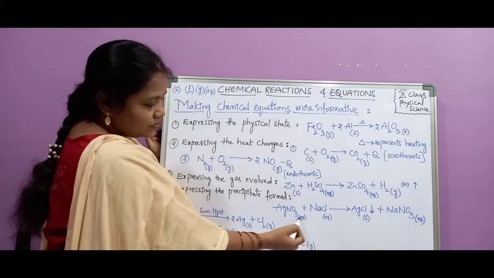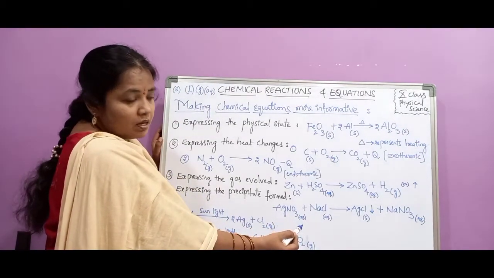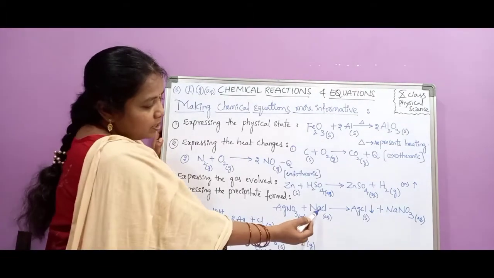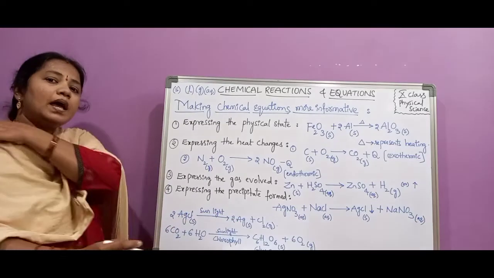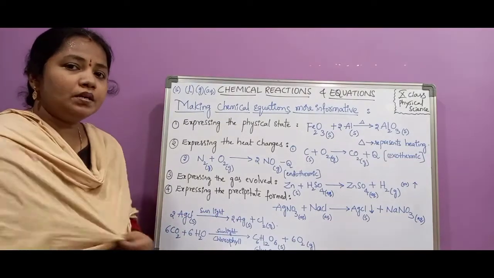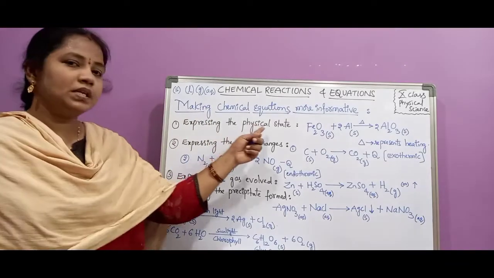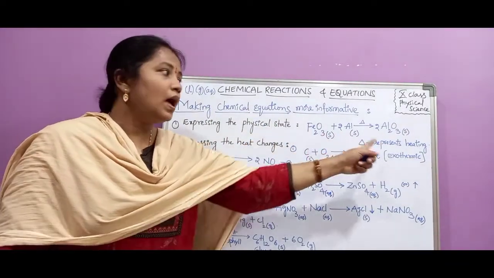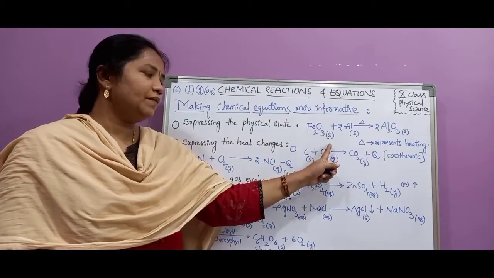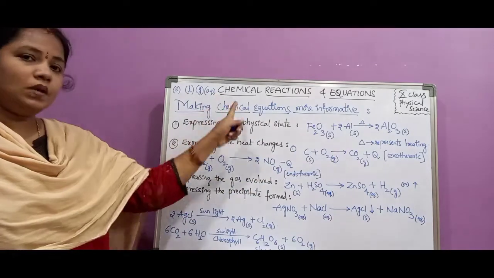Just as I have expressed here, in this reaction you can see AQ. AgNO3 (AQ) indicates aqueous silver nitrate solution. Here NaCl (AQ) indicates aqueous sodium chloride solution. The aqueous state can also be represented like this. So this is expressing the physical state of the substance on the reactant side and product side. After writing the formula, we indicate inside the bracket S, L, G or AQ.